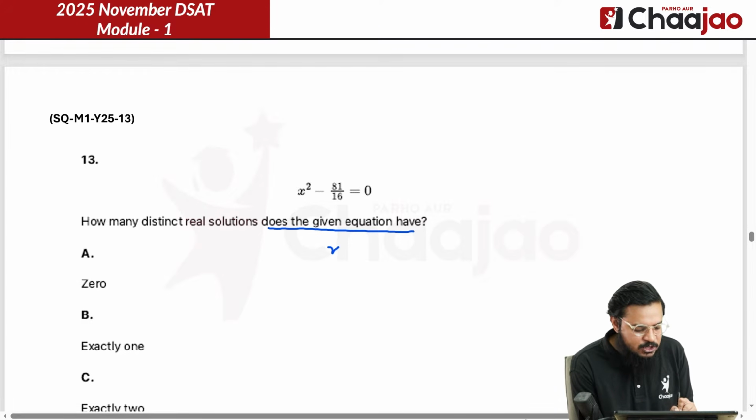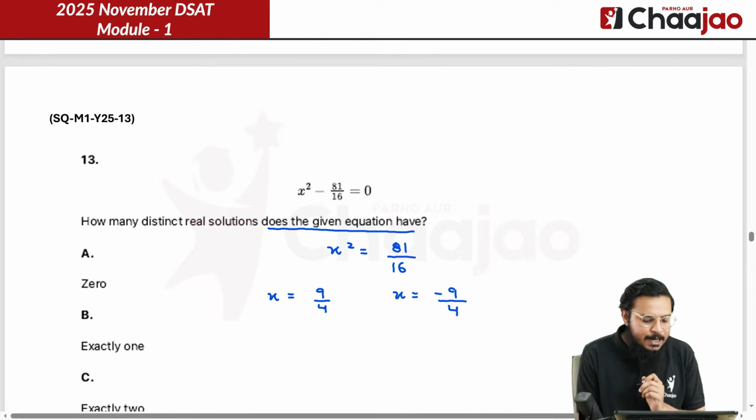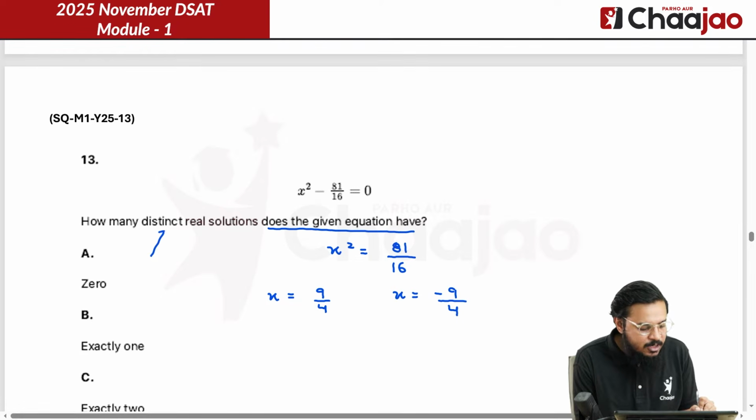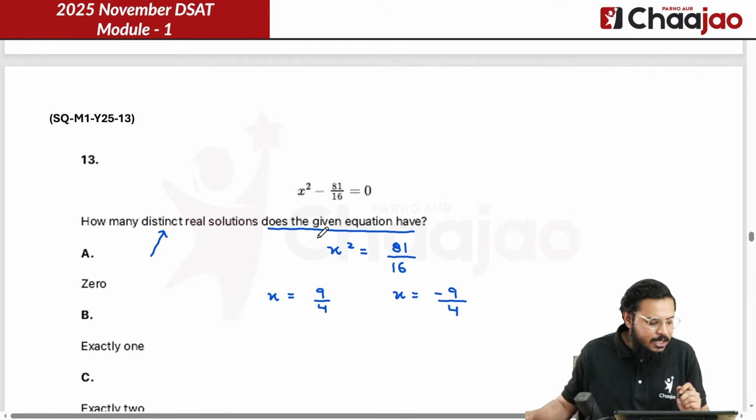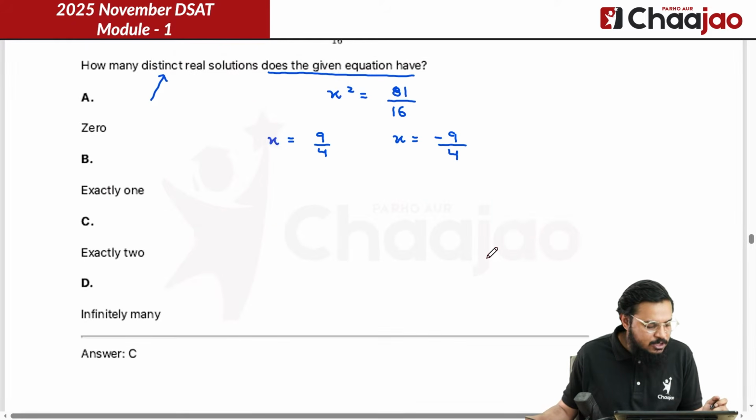So for example, if you try to solve this equation, x squared is equal to 81 over 16. And if you take square root on both sides, the first value of x that you would get would be 9 over 4, and the second value of x would be minus 9 over 4. So basically you're getting two values of variable x over here, which means how many distinct real solutions do I have for this quadratic equation? I've got two distinct real solutions, and that's perfectly mentioned in answer option C at the bottom.